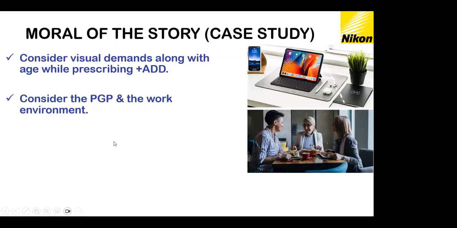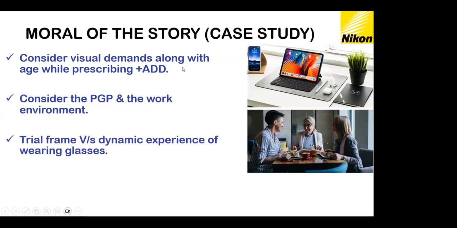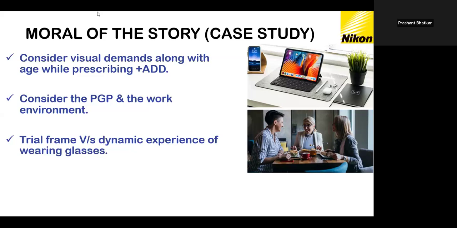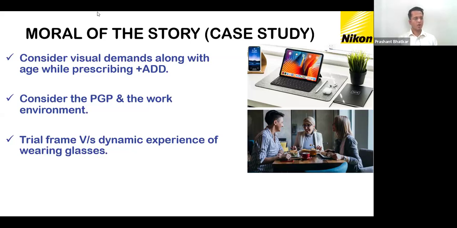So the third thing that was learned from this particular case study is trial frame versus the dynamic experience of wearing glasses. This is very crucial, that sometimes in a trial room or in a testing room, the eye test that we do is within that range of Snellen's drum, and we assume that when the patient walks out of the room, his life and his visual requirements are also similar to the trial room. But that may not be the case. There's a very high possibility that I might not use glasses for distance. In my daily routine, I might not do any activity where I really have to look at distance, and my entire requirement is more intermediate and near.